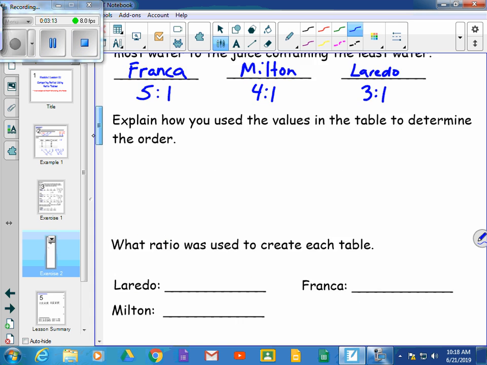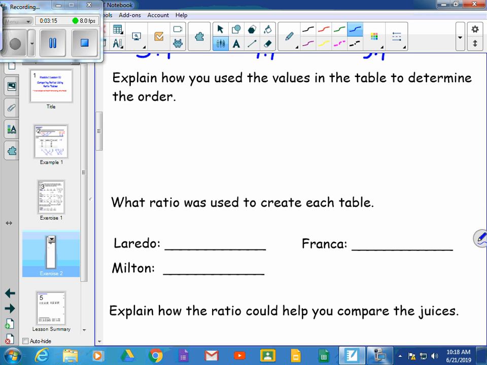Now, I'm going to skip down here. It says, what was the ratio used to create each table? Once again, we had a 3 to 1. We had a 4 to 1 and a 5 to 1.